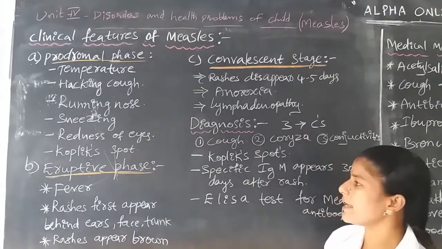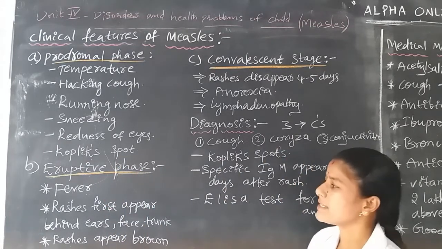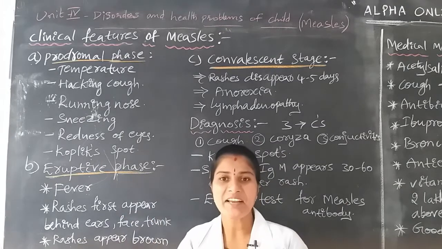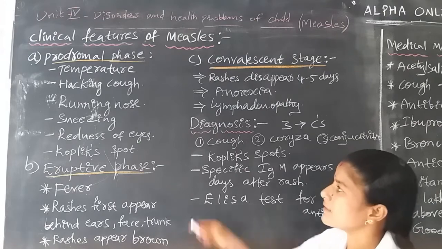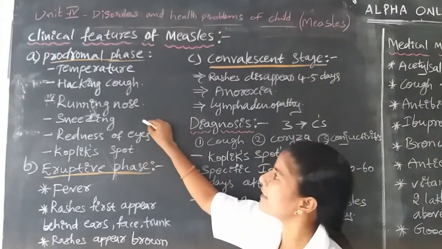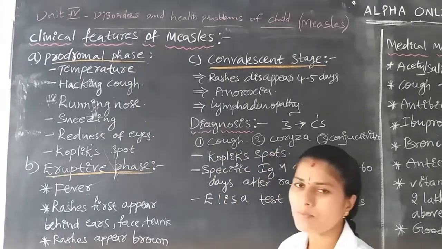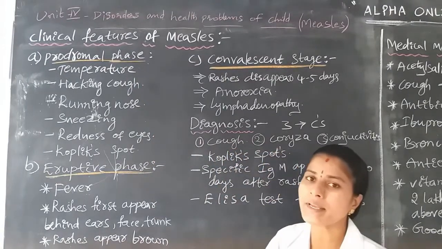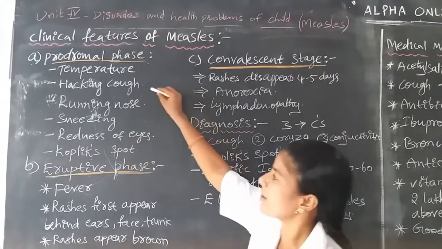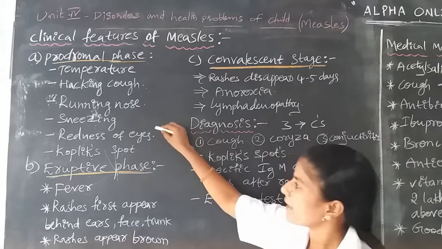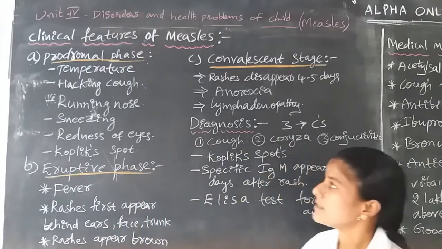Next, Koplik spots: small red rash on the skin. These are the clinical features identified in the prodromal phase: increased body temperature, running nose, hawking cough, sneezing, redness of eyes, and Koplik spots. These are the stages.